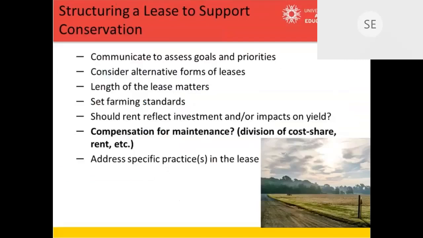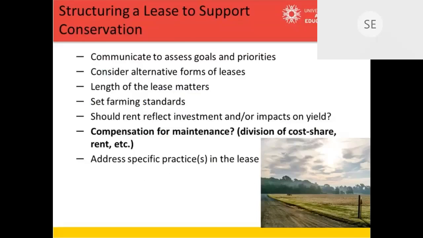There's many different ways that a lease can be structured to support conservation. It starts with communication between the parties, and there's a lot of those considerations outlined here, but the one we're going to focus on today is division of cost share. And division of cost share is important because oftentimes when conservation practices are put in place on leased acres, conflict occurs in terms of compensation for maintenance.